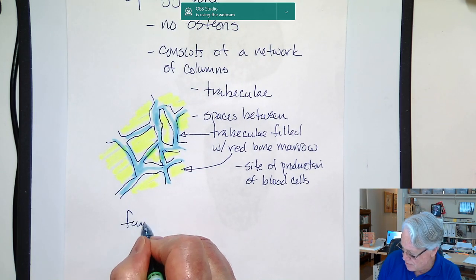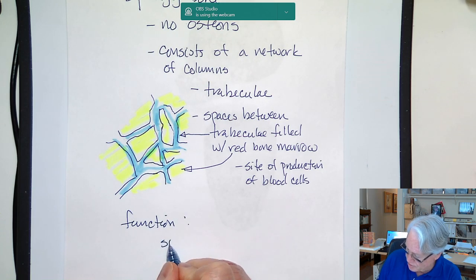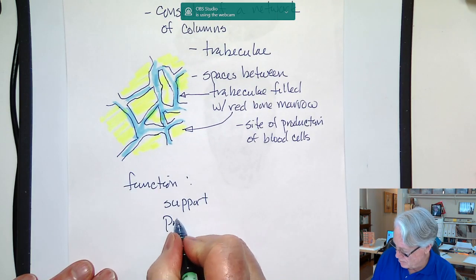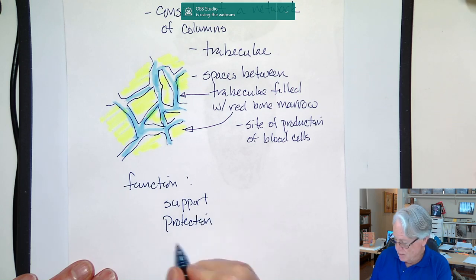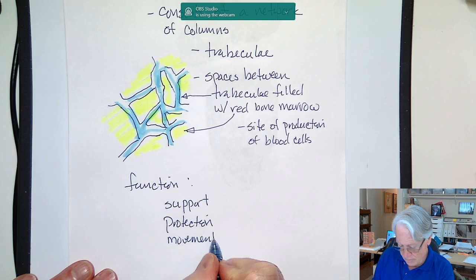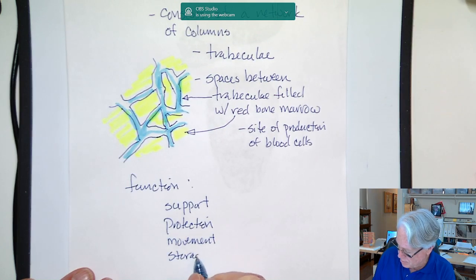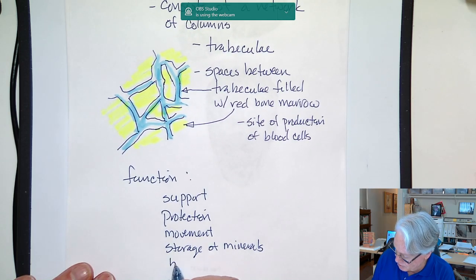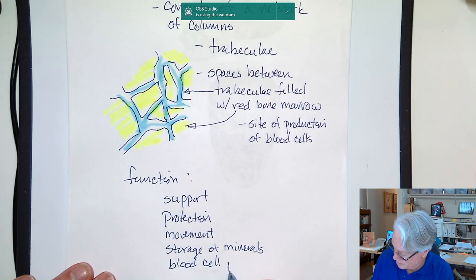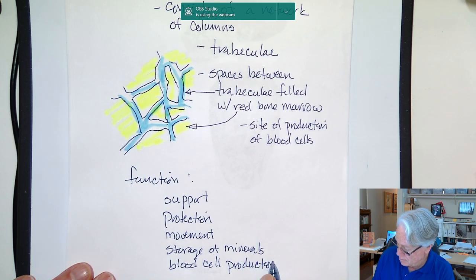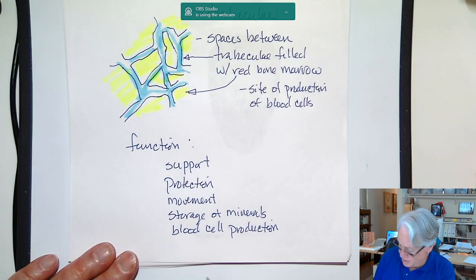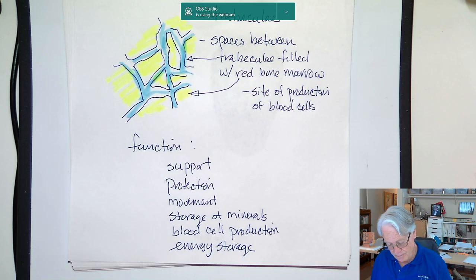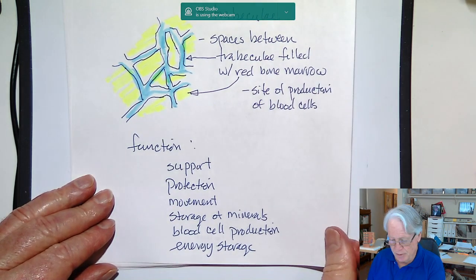All right, function: support, protection, movement, storage of minerals, blood cell production, energy storage. So that's bone material.